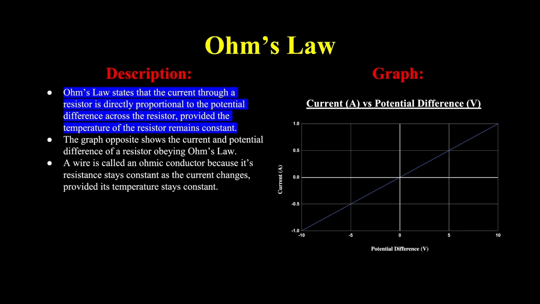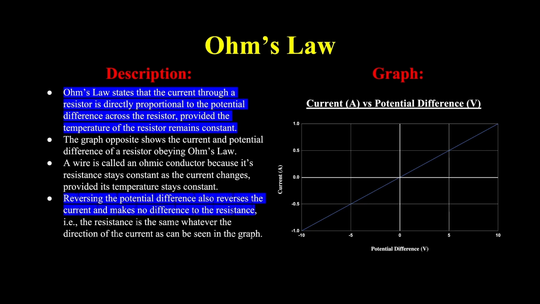A wire is called an ohmic conductor because its resistance stays constant as the current changes, provided its temperature stays constant. So a wire therefore obeys Ohm's law. Reversing the potential difference also reverses the current and makes no difference to the resistance, i.e. the resistance is the same whatever the direction of the current, as can be seen in the graph.